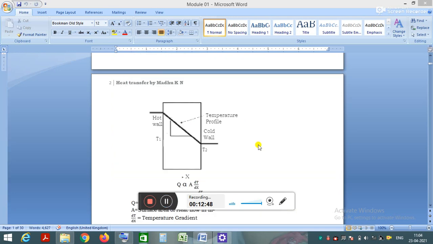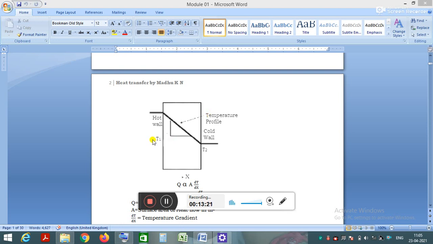What it states is, here let us assume the heat is transferring across the slab from point 1 to point 2, from the hot wall to the cold wall. Okay, this Fourier law of heat conduction is applicable only for one-dimensional cases. It gives the amount of heat which is transferred only in one direction. It is not applicable for three-dimensional cases.